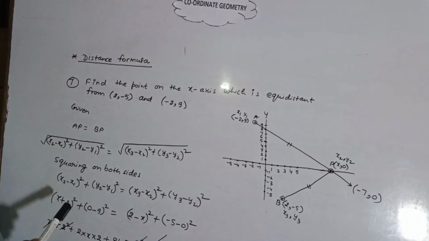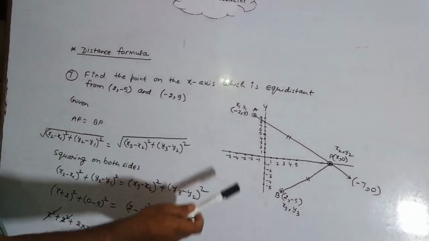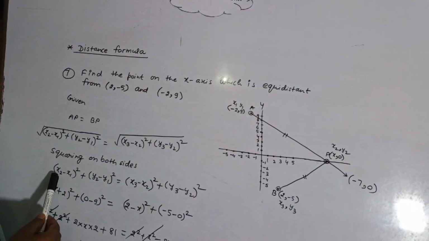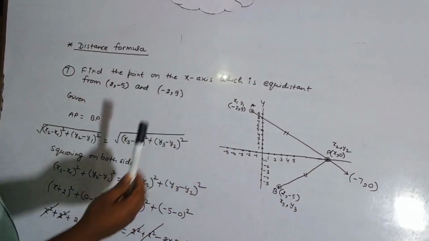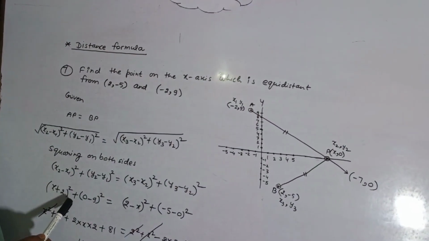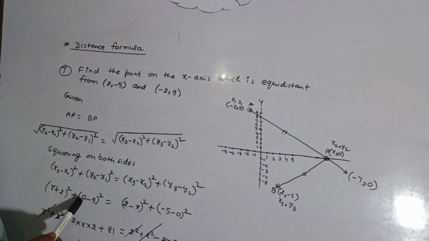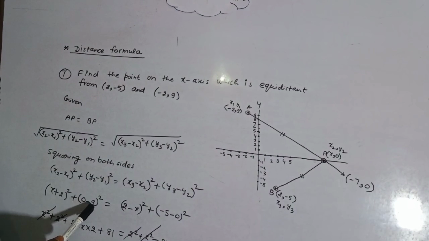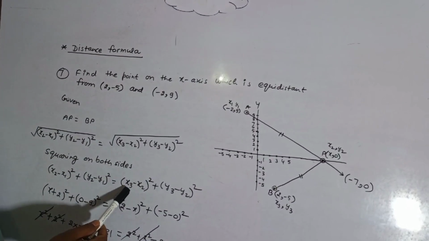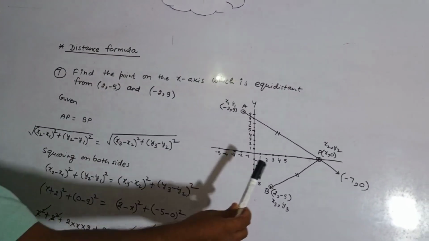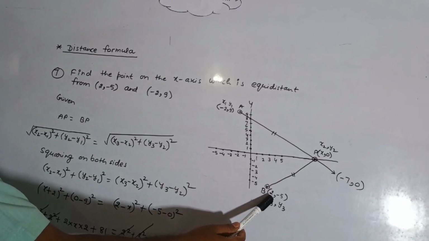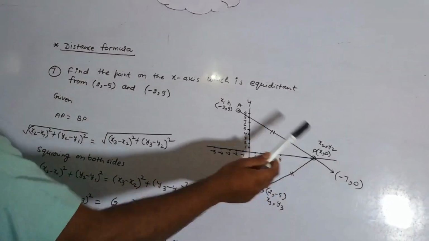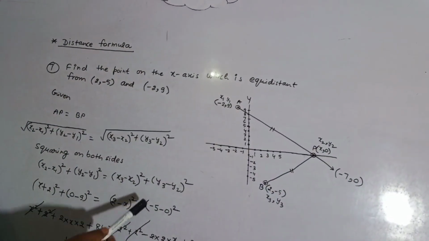Students, we will put the values. What is the value of x2? In the figure we can see the value of x2. This is x. We are putting here x1, this is minus 2. Then x minus minus 2 is plus 2, whole square, plus y2, this is 0, and y1 we can see here is 9. 0 minus 9 whole square is equal to (x3 minus x2) whole square. x3 is 2, minus x2. x2 is x, whole square plus y3.